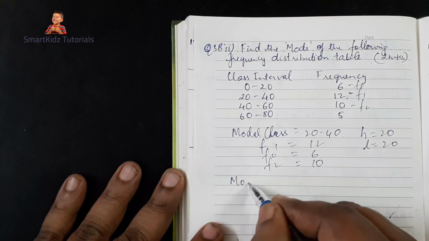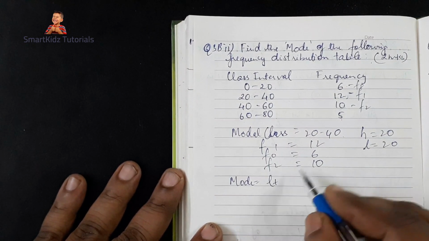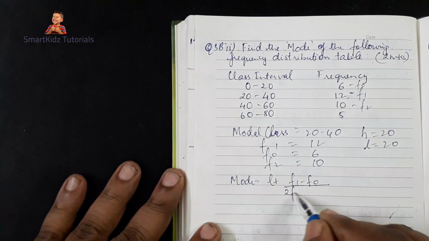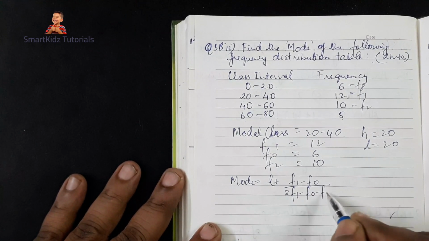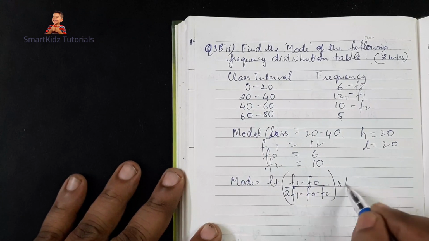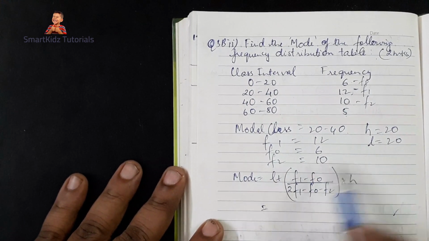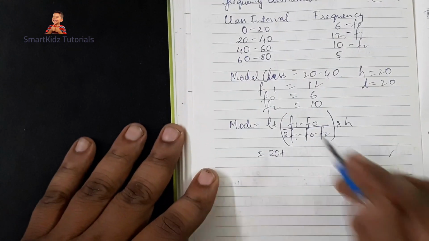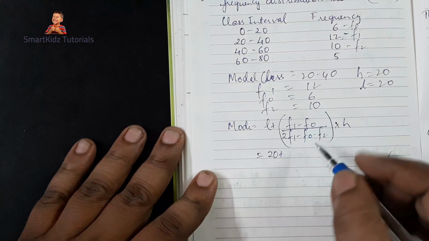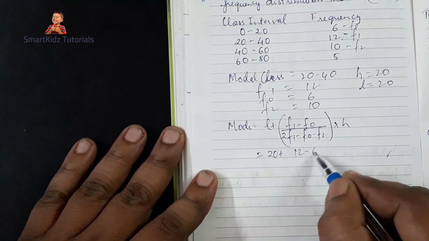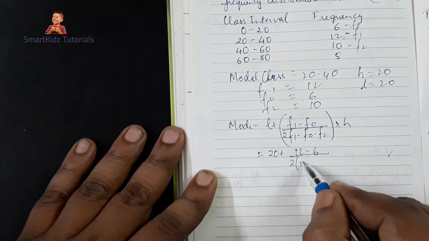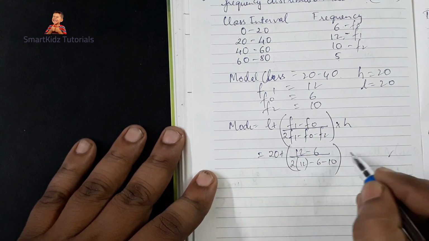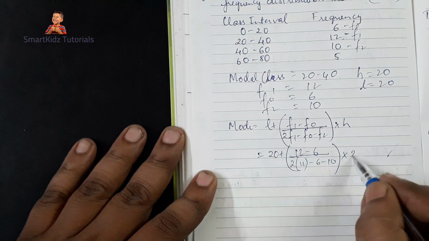So we write the formula of mode equal to L plus (f1 minus f0) upon (2f1 minus f0 minus f2) in brackets into h. Let's substitute. L we have got here as 20 plus, f1 is 12, f0 is 6, whole thing upon 2 into 12 minus 6 minus f2 which is 10 in brackets into h which is 20.